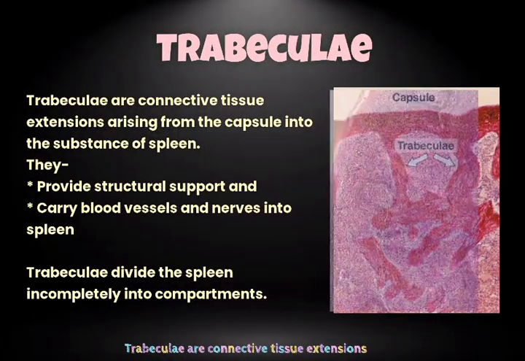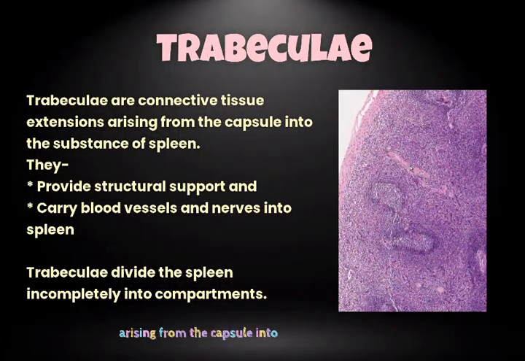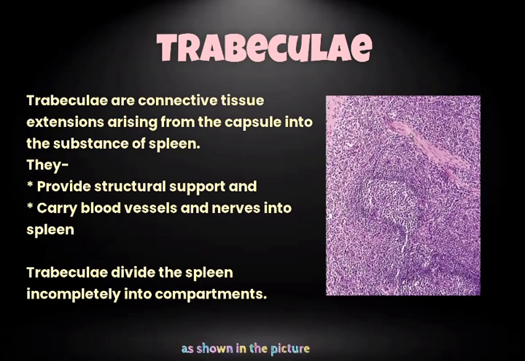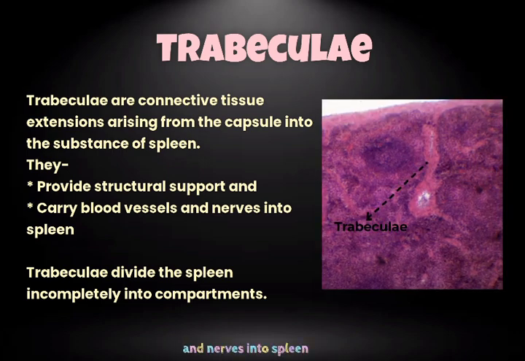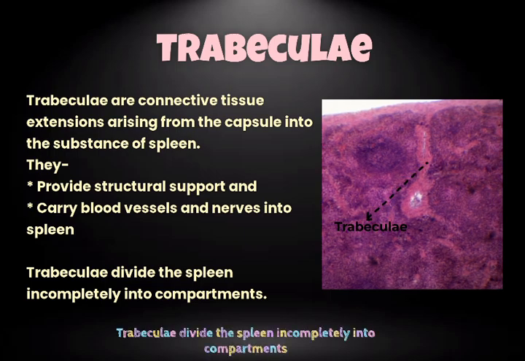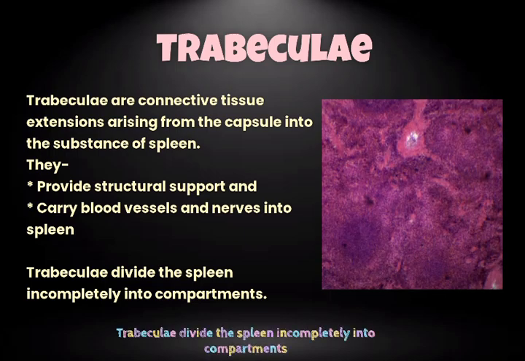Trabeculae are connective tissue extensions arising from the capsule into the substance of spleen, as shown in the picture. They provide structural support and carry blood vessels and nerves into spleen. Trabeculae divide the spleen completely into compartments.